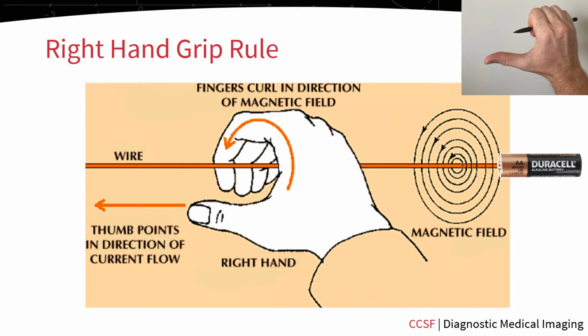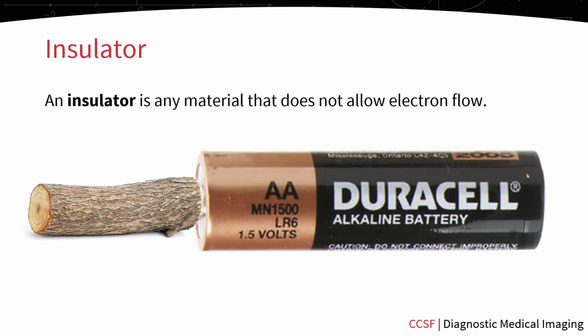To demonstrate this, grip a pen or a pencil like what's demonstrated on the screen. Your thumb is facing in the direction of the current flow, and as your fingers wrap around the top of the pen or pencil, that's the direction of the magnetic field. So in our example, the magnetic field is moving away from you as it goes up around the pen or pencil, and then comes toward you as it makes its way underneath the pen or pencil.